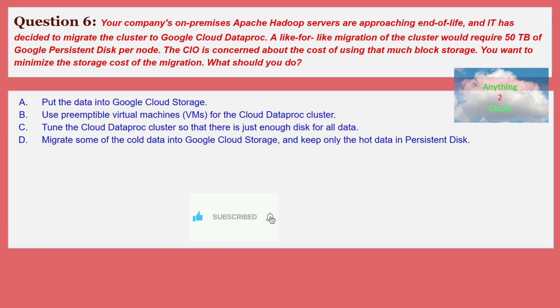Second option is use preemptible virtual machines for the Cloud Dataproc cluster. So this option might save the compute cost but not the storage cost. But here the question talks about minimizing storage cost, but the second option talks about compute cost. So B is not the right answer. The third option is tune the Cloud Dataproc cluster so that there is just enough disk for all data. Again, it's a kind of like for like migration, and also the question doesn't talk about tuning of the Cloud Dataproc. So this is not the right answer.